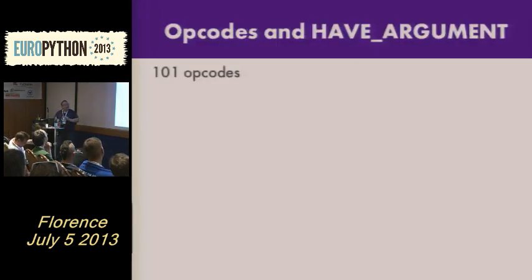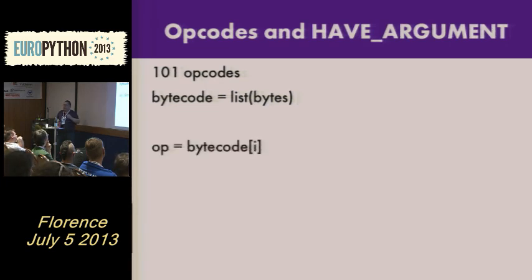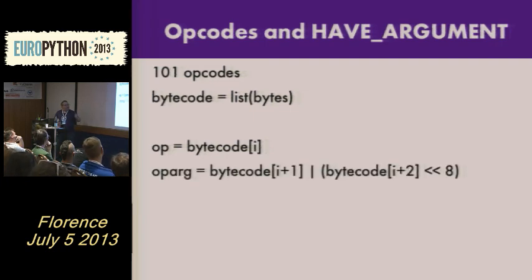So there are 101 opcodes in CPython 3.3, and a bytecode program is, I said list of bytes here, but what I really meant was a byte string. Internally, it's actually stored as a byte string, but conceptually, you can just think of it as an iterable of bytes. Each byte literally is 8 bits. So an op is a single byte, 0 to 255. And the op-arg, if it exists, you take the next 2 bytes, like I said, and you shift and OR them together.